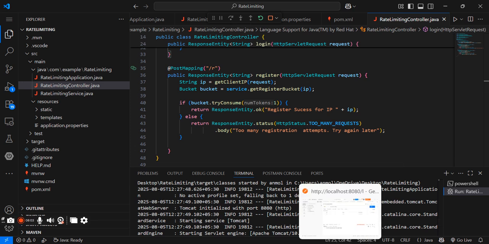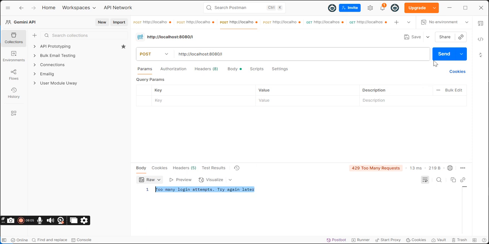Here we have not used anything else, but in the next video we will discuss using the Redis database. Okay, that was the third request, fourth, fifth, and then it will give a too many requests error, like that. That was the rate limiting. In the next video we will discuss Redis.